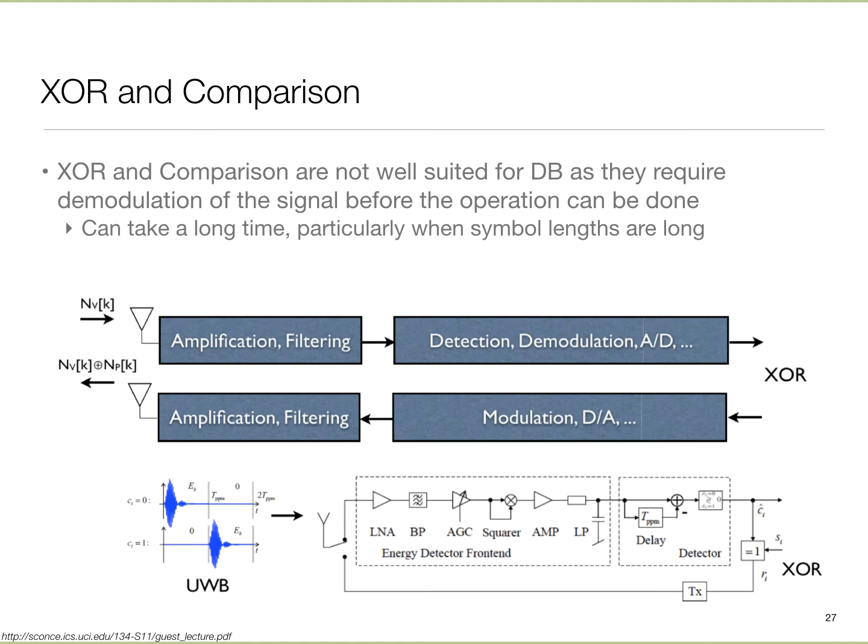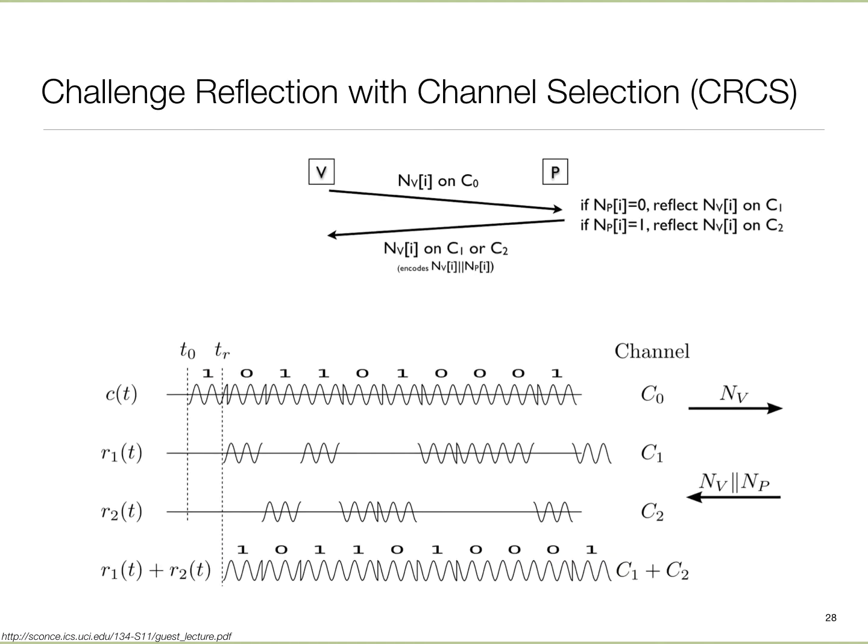NV coming in, and I want to do it. Well, turns out XOR is pretty hard to do as is, but there is a way around that one can do, and that is called challenge reflection with channel selection. It's a long name, but basically the idea is the following: I have an incoming signal, that's 1 bit, right? And based upon that, I am going to respond either on channel 1 or channel 2.